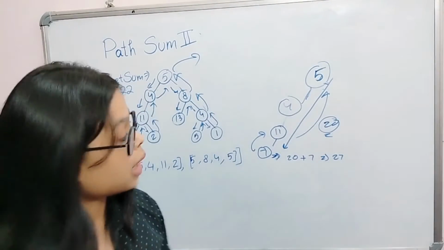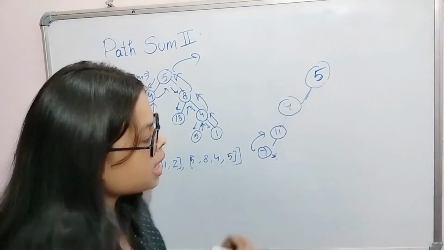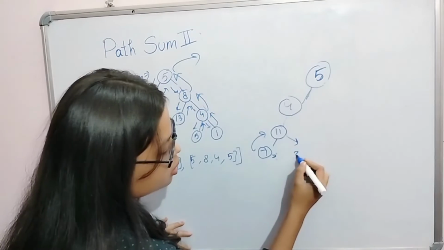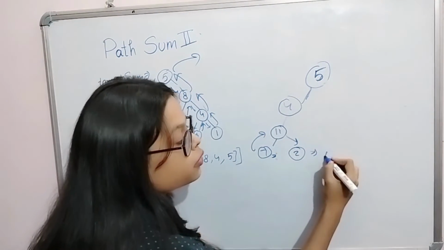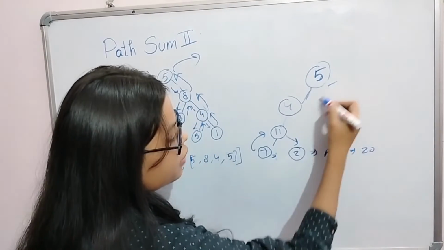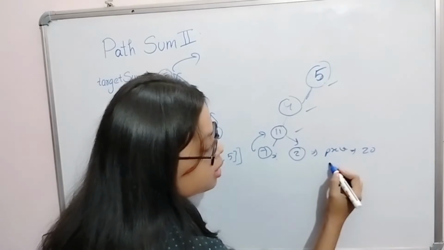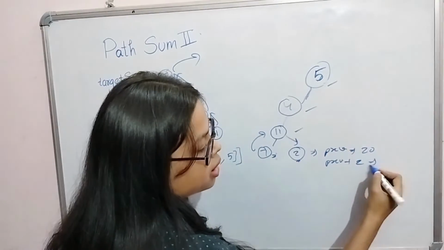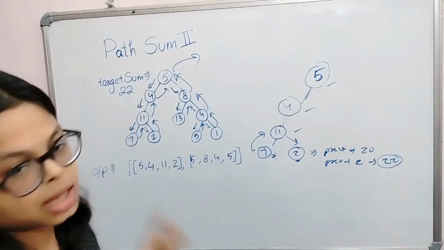Okay. Now at 11 we have a right child. So the right child is 22. Okay. Now also for 2, what will be the previous sum? Previous sum will be 20, like the sum of 5, 4, 11 is 20. And also the previous sum plus this node's value 2 equals 22. Right? Now 22 is equal to our target sum.